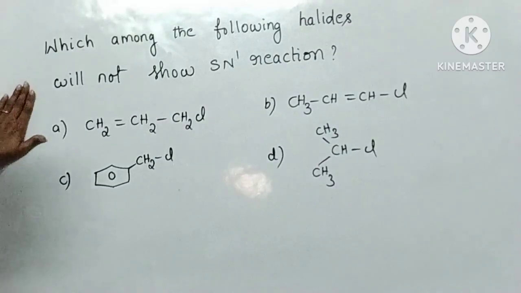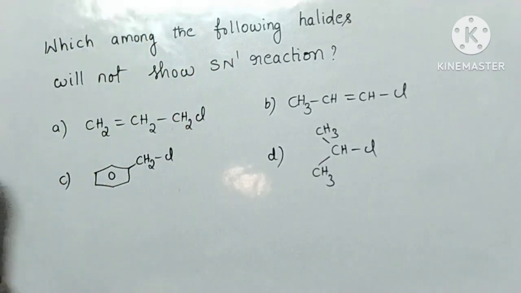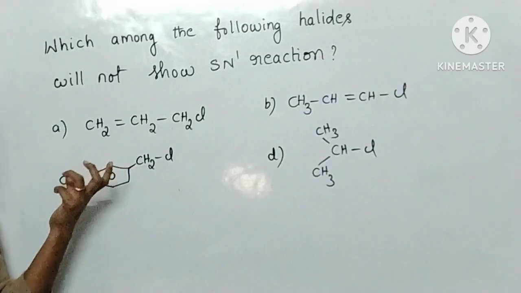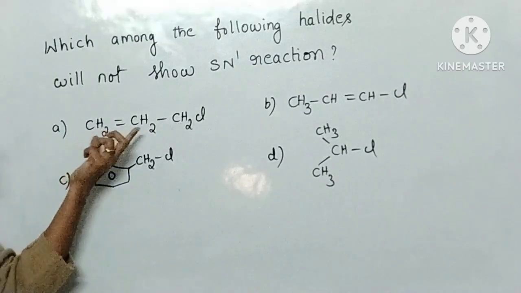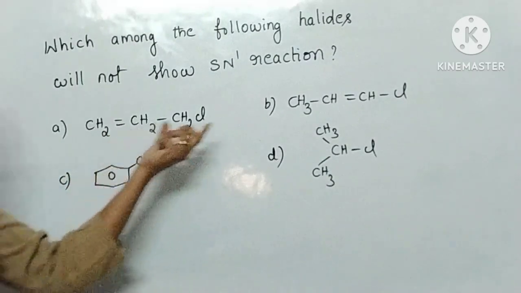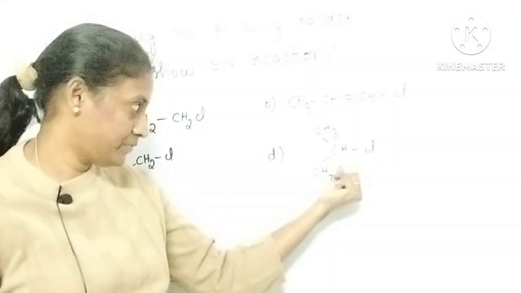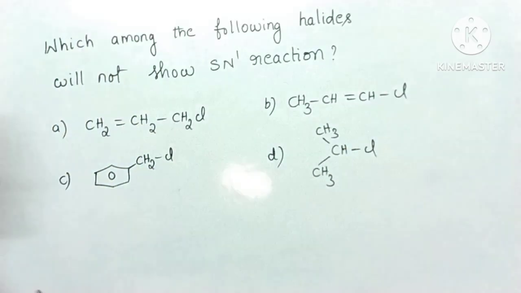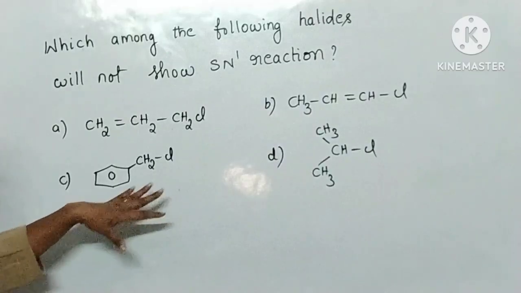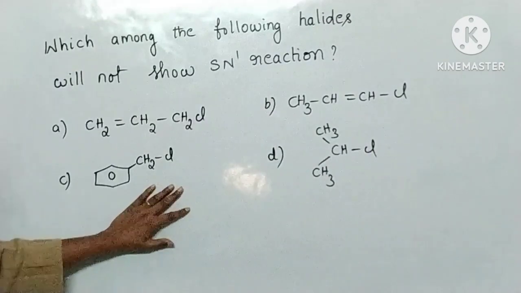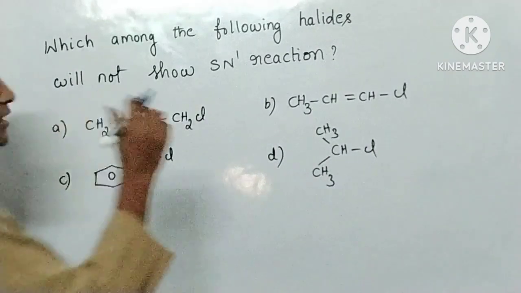Here in this question, which among the following halides will not show SN1 reaction? That means A is allyl chloride, this is vinyl chloride, this is a secondary alkyl halide, and this one is benzyl chloride. So here your answer is this one.